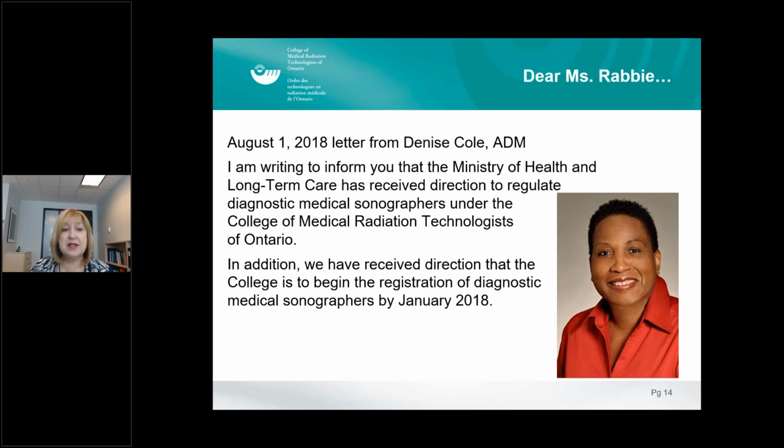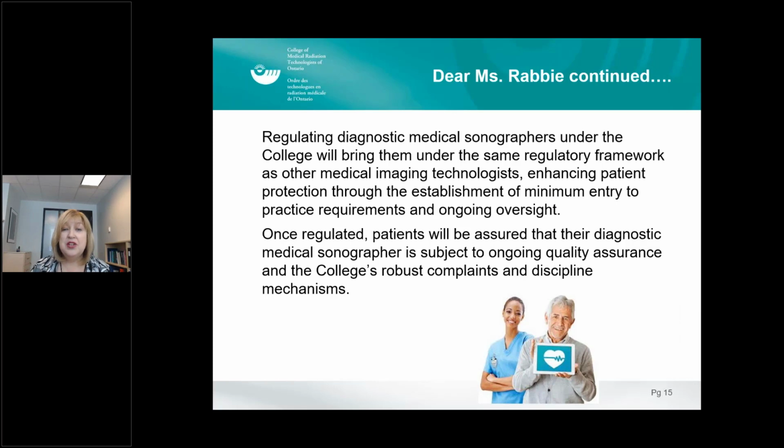but it started in August last year, where we got a letter from Denise Cole, and she's the Assistant Deputy Minister, and she wrote to Wendy Raby, who was our president, and told us that we have received direction to regulate sonographers with CMRTO starting in January of 2017. She also continued to say that by regulating sonographers with CMRTO under the same regulatory framework, this will enhance patient protection by having our minimum entry to practice requirements and ongoing oversight.